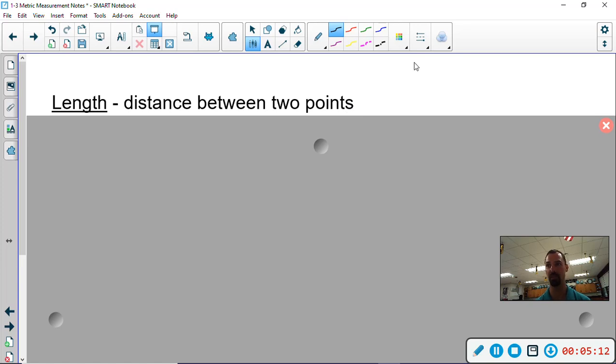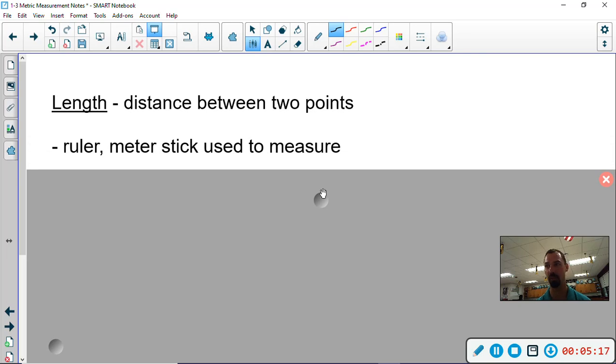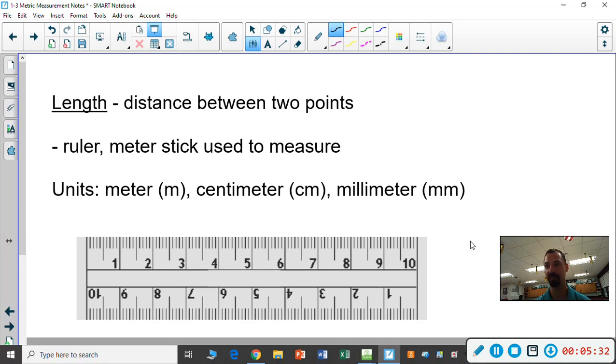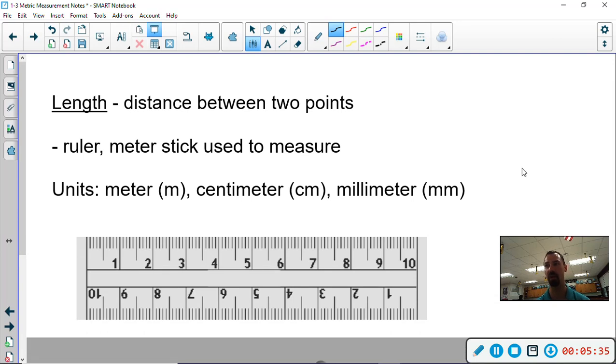Length is the distance between two points. So obviously you'll measure from a starting point to an ending point. Ruler, meter stick, tape measures, different things that we can use to measure, depending on the size of the object, obviously. Meters, centimeters, millimeters are going to be the most commonly used. We also use kilometers. When we do mapping, we might also use feet and miles, because again, in this country, we still have our maps in those units. So we'll be looking at examples of that with topographic maps.